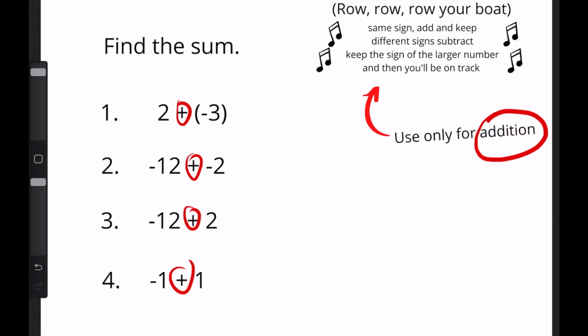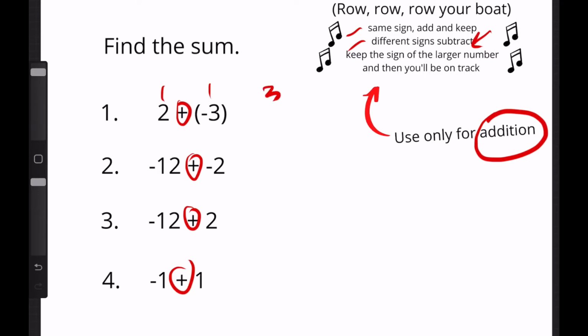Let's start from the top. We've got the number 2 and the number -3. Are those the same signs or are those different signs? And the signs are if it's a positive or a negative. Are those the same signs or are those different signs? Well, those are different signs. You have a +2 or a 2 and a -3. So according to the song, different signs subtract and keep the sign of the larger number. So that's what we're going to do.